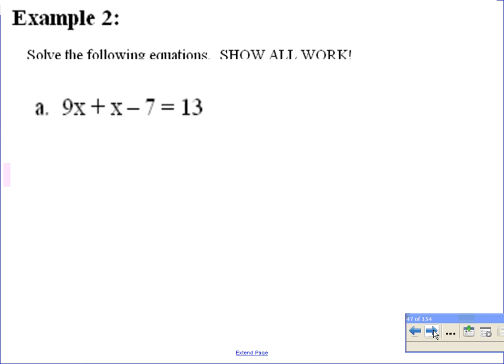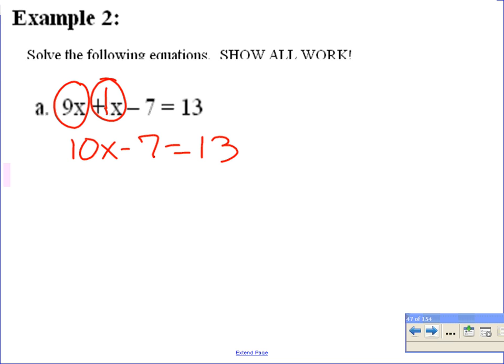Okay, letter A. We're going to start off with the easy ones, and we're going to go to the harder ones. Okay, on a multi-step equation, the very first thing we need to do is combine like terms. So I'm going to put a 1 in front of this x because I know by now you all know that's a 1, but I'm still going to put it there. Let's circle the like terms, which is 9x and 1x. And let's combine them. 9x plus 1x is 10x. Rewrite the minus 7 equals 13.